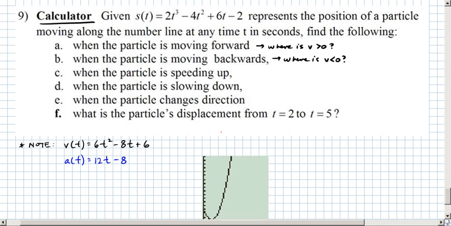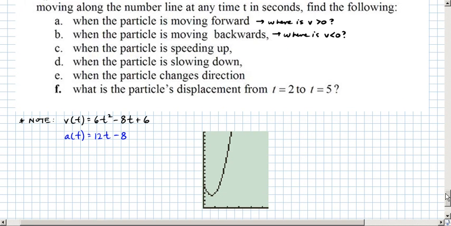Alright, so that's the velocity graph right there. So I'm going to make a note of the fact that velocity is positive for t greater than 0, and so where is the velocity positive? When is it moving forward? Always. And so that means when is it moving backwards? It's never moving backwards.